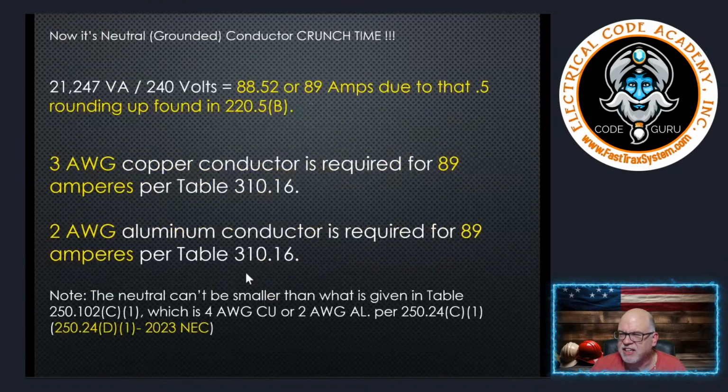So we have to have a conductor that can handle at least 89 amps, okay? So if we go to 310.16, under the 75-degree column, we have to have a conductor that can handle at least 89 amps. So I think if you go to the NEC, we'll do that really quickly.